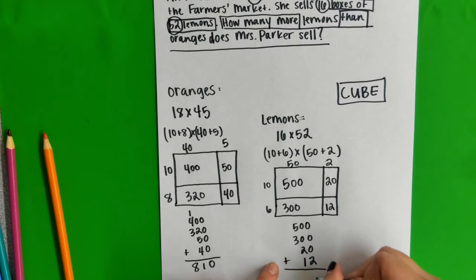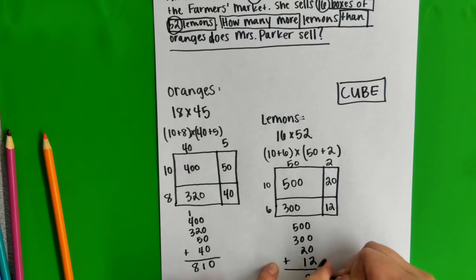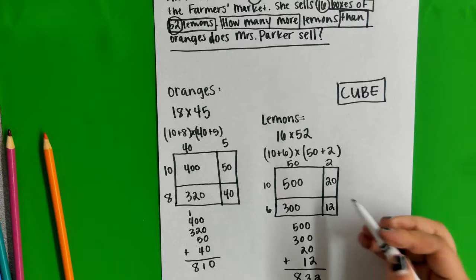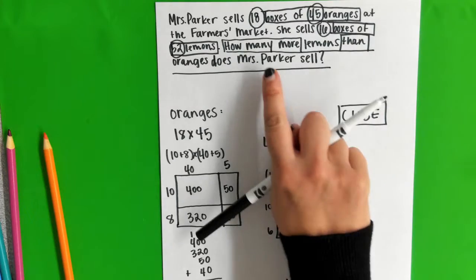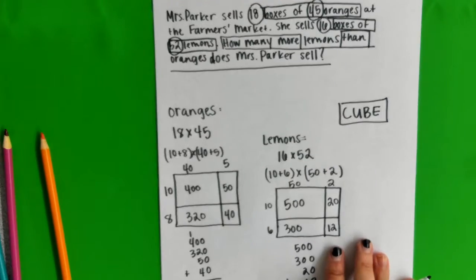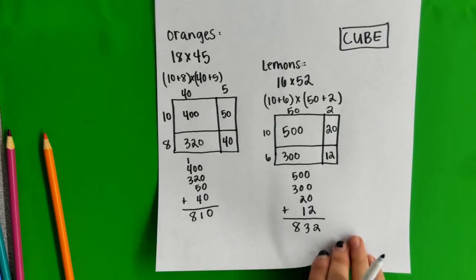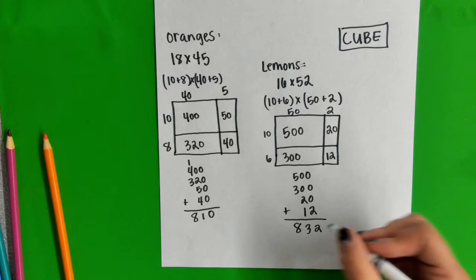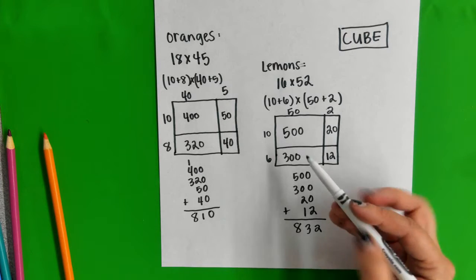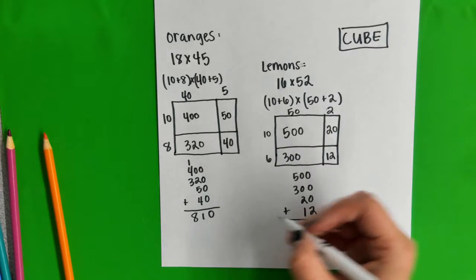Add them. Okay, and now I know how many lemons I have. Now I go back to my question, and it says, how many more lemons than oranges does Miss Parker sell? And so I know that I need to subtract. So I have 832 lemons and 810 oranges.